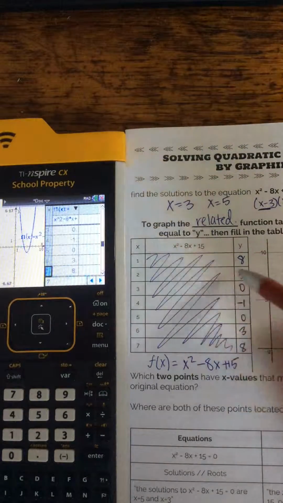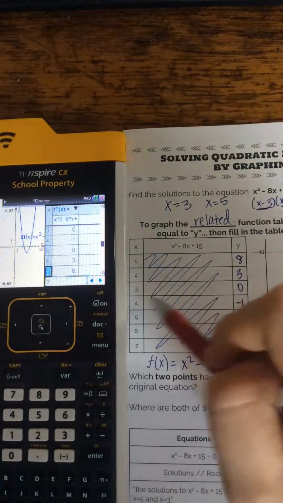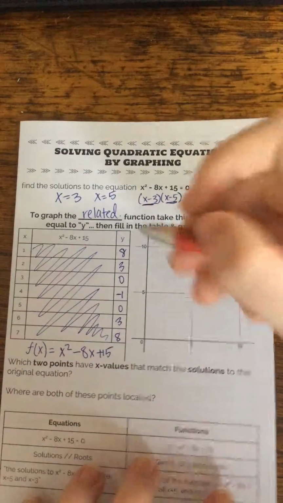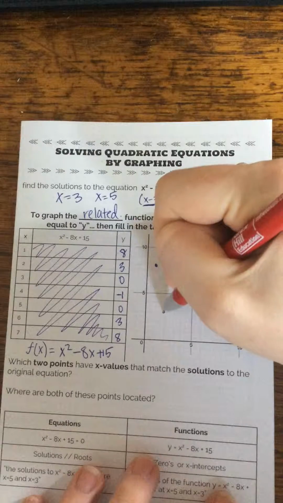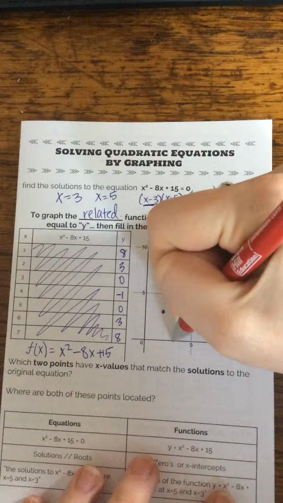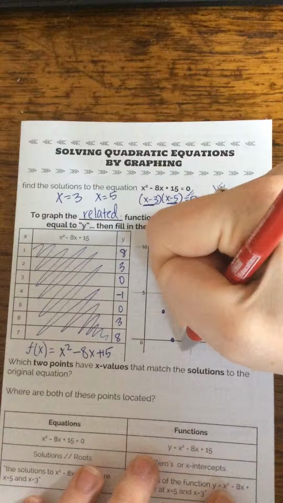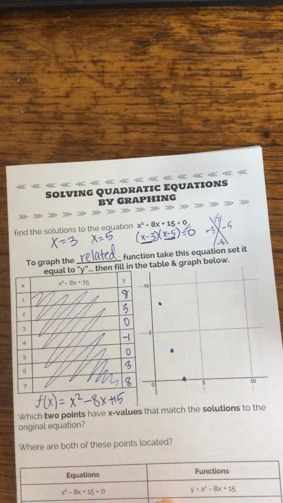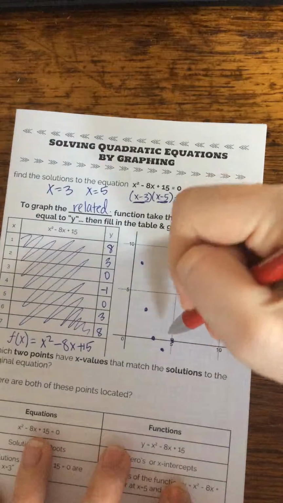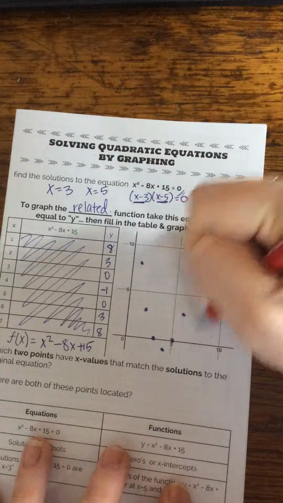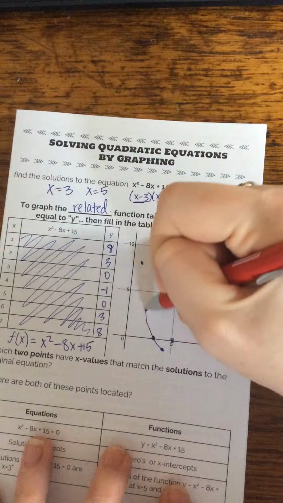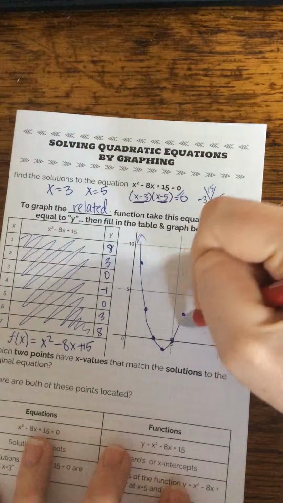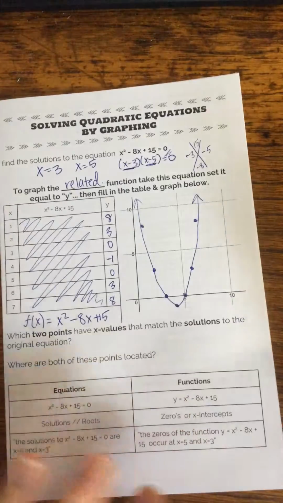So we're going to graph these points, (1, 8), (2, 3), (3, 0), over here to the right. So if we go to (1, 8), it's about there, (2, 3), (3, 0), (4, negative 1), see that line, (5, 0), (6, 3), (7, 8). Okay, you'll get something that looks like a parabola here. And that's how you graph your parabola.